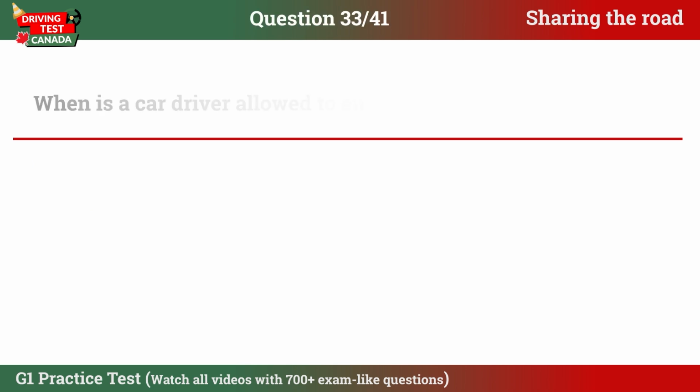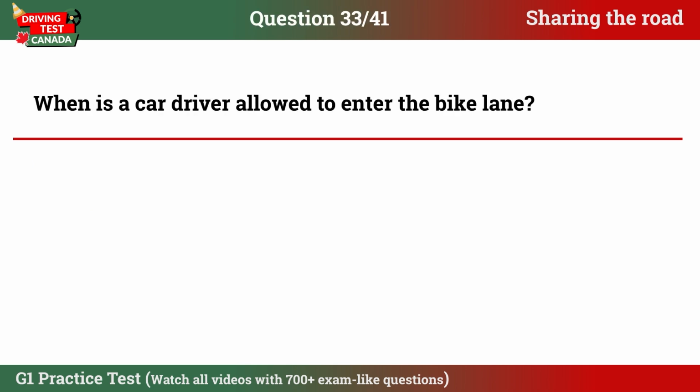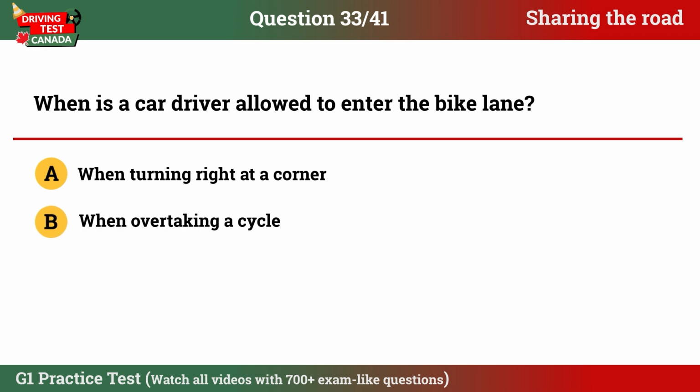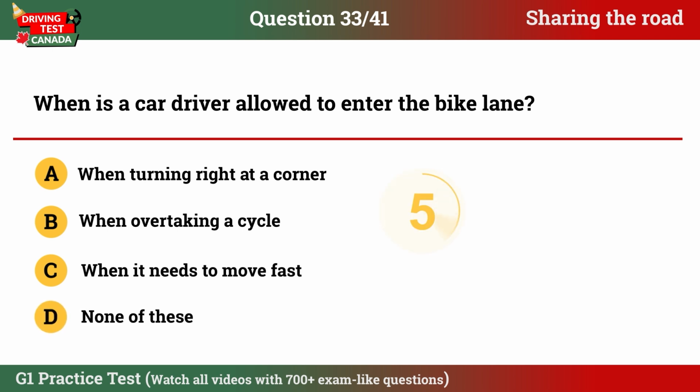Question 33. When is a car driver allowed to enter the bike lane? A. When turning right at a corner. B. When overtaking a cycle. C. When it needs to move fast. D. None of these.